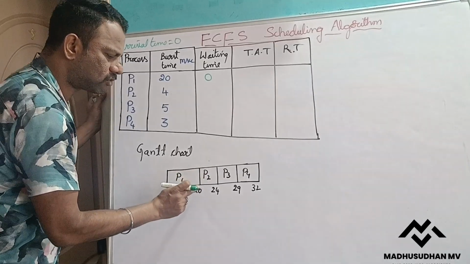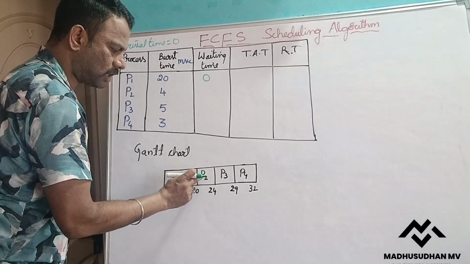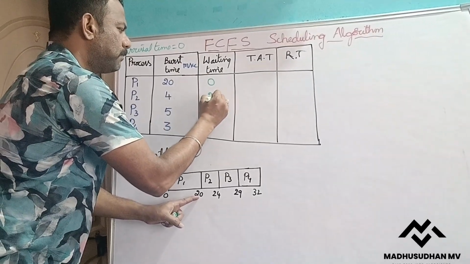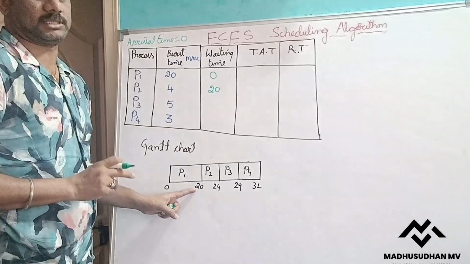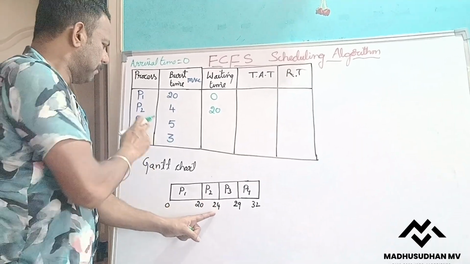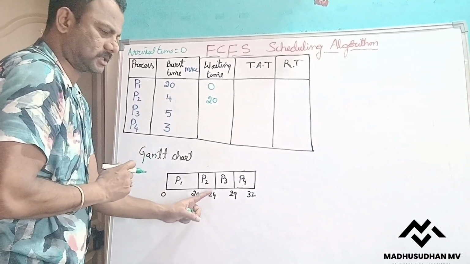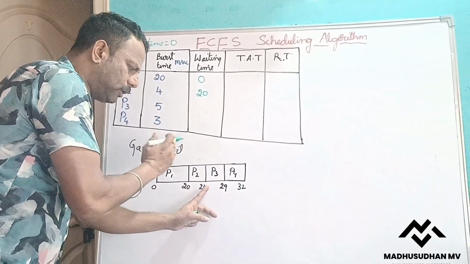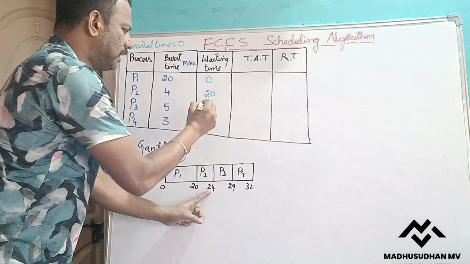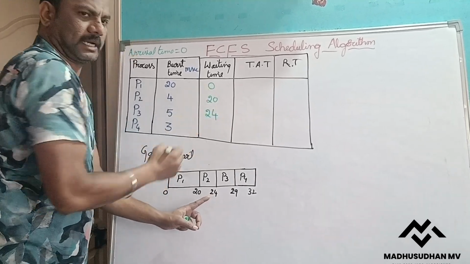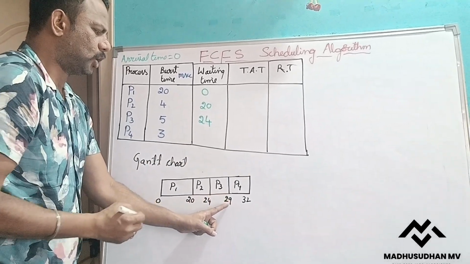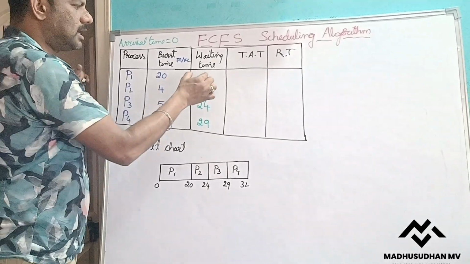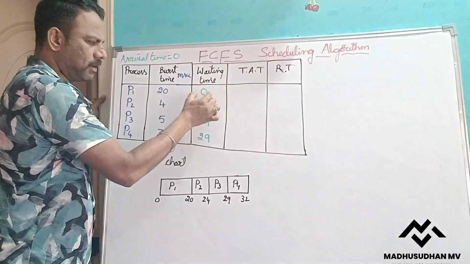Now, P2 starts at 20 milliseconds, but came at 0. 20 minus 0, 20. So P2 waits for 20 milliseconds. Next P3 starts at 24. It waits because it waits for P1 to complete, then P2 to complete, then P3 starts. So P3 waiting time is 24 milliseconds. Similarly, P4 waits 29 milliseconds.